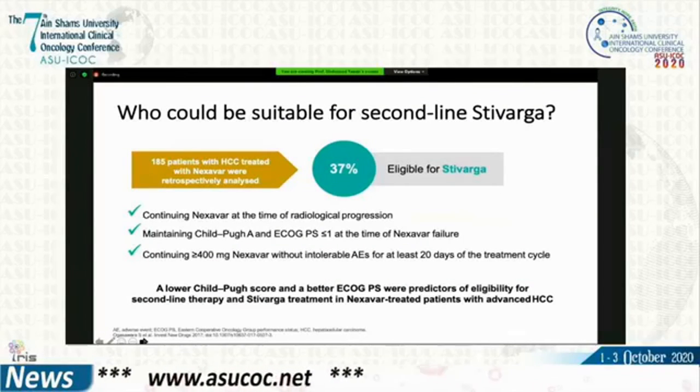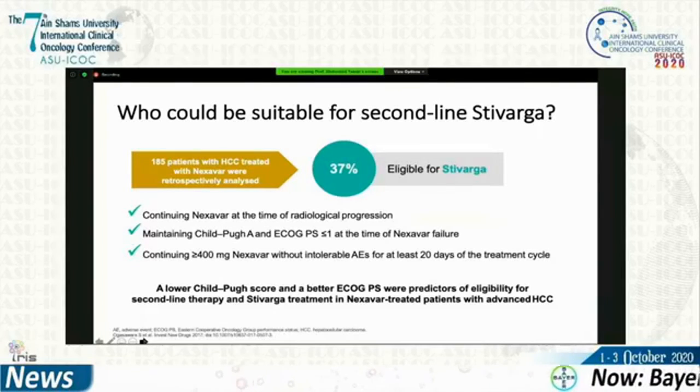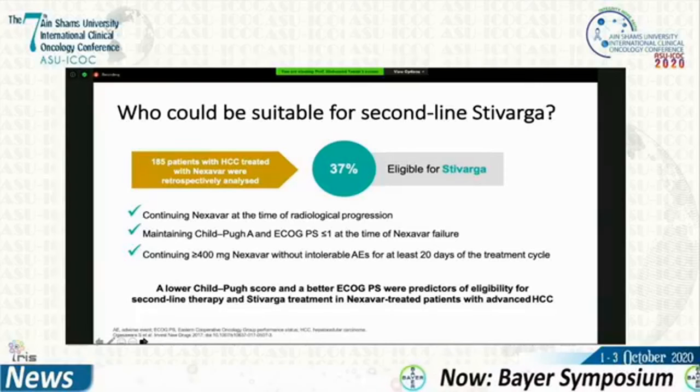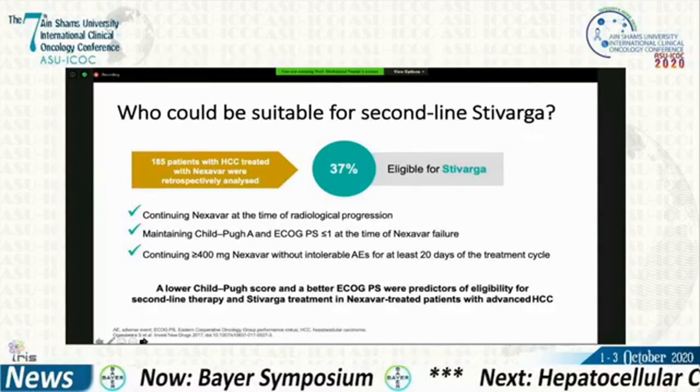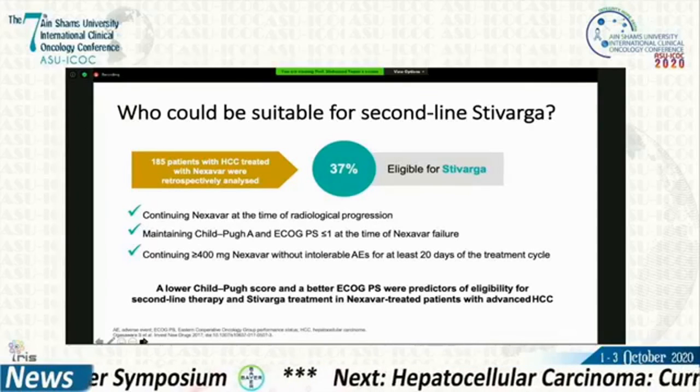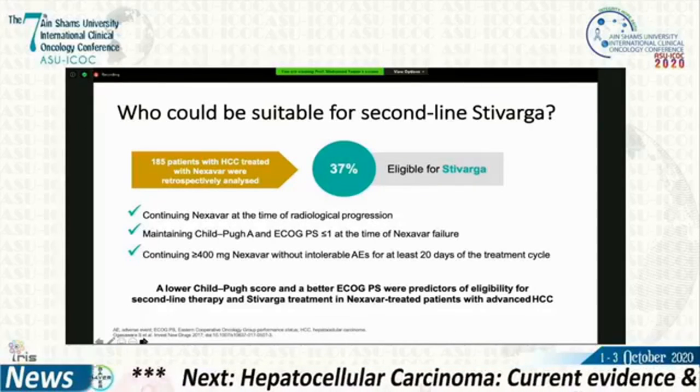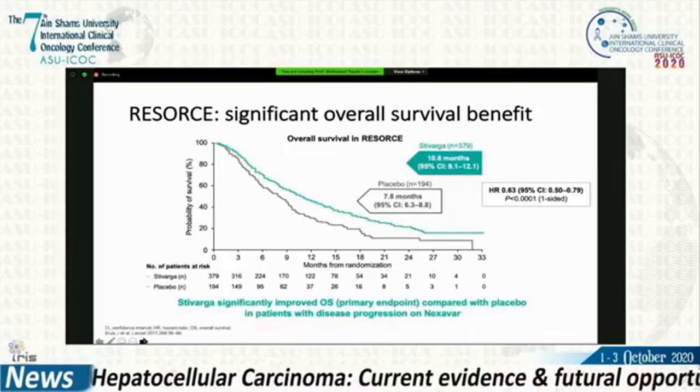As we said before, the patient must be tolerating sorafenib in first line, at least with the lowest dose of 400 milligram in the last 20 days, and Child-Pugh A must be preserved, with a performance status of one at the time of Nexavar failure.